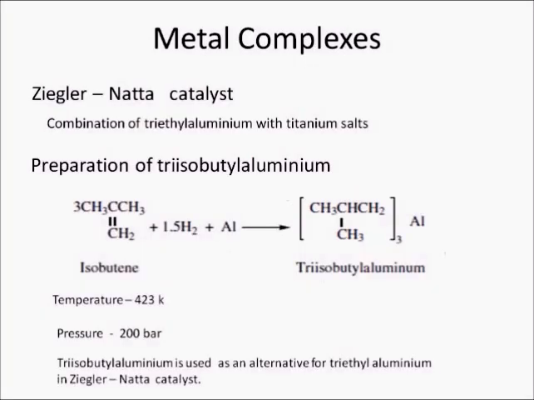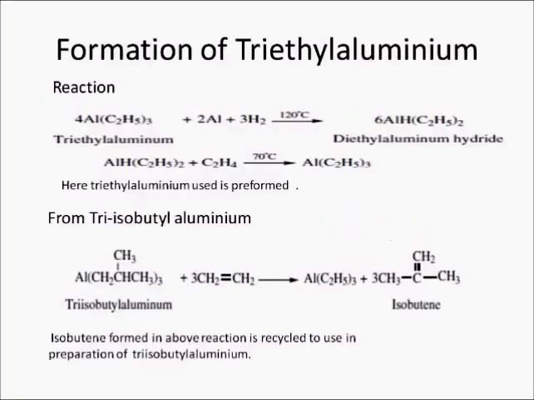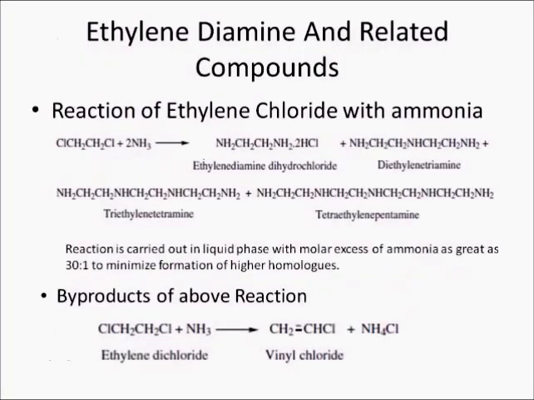Ziegler-Natta catalyst is a combination of triethyl aluminium with titanium salts. Triisobutyl aluminium is sometimes used as an alternative for triethyl aluminium in Ziegler-Natta catalyst.